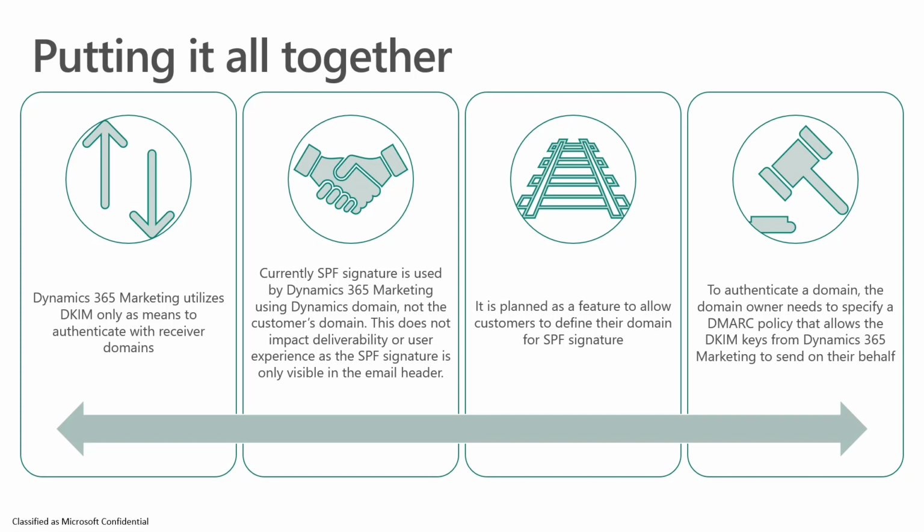So you will need to go into the source of the email to even see the SPF authentication. However, the SPF validation is done to ensure that the deliverability is high. We do plan to allow a feature in the future to allow you to define your own domains for SPF signatures as well. What we do today is to authenticate a domain. The domain owner needs to specify a DMARC policy that allows the DKIM keys that are from Dynamics Marketing to be able to send on their behalf.